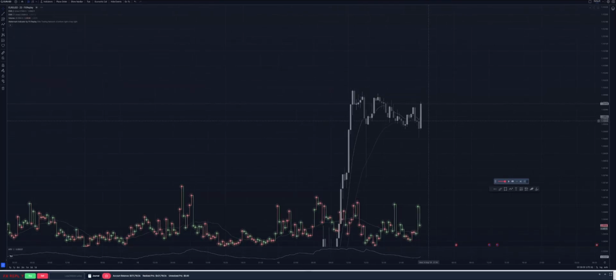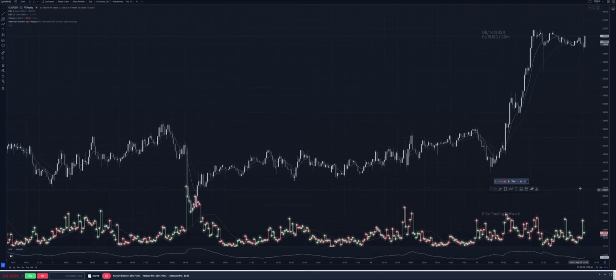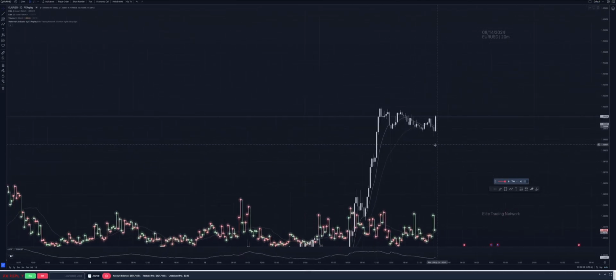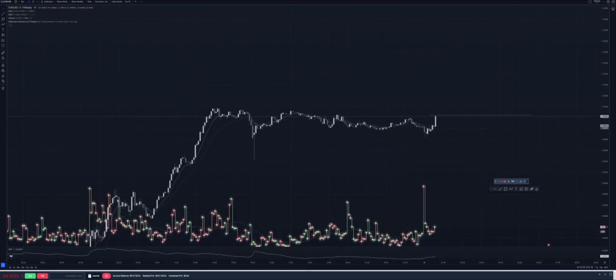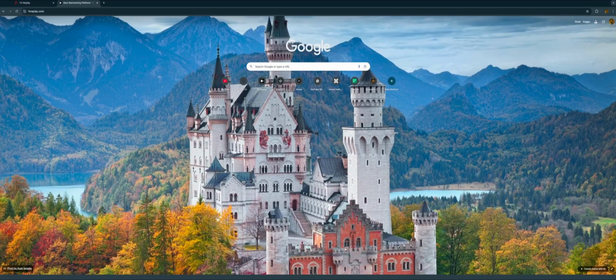Okay, look at the 4 hour. 4 hour clean, hourly clean, 20-minute is very clean. If we're looking at the 20-minute here, yeah, buy stop over this high. 5-minute long.